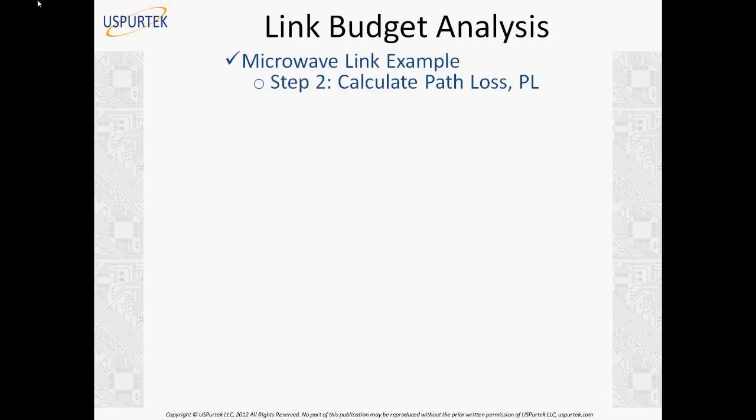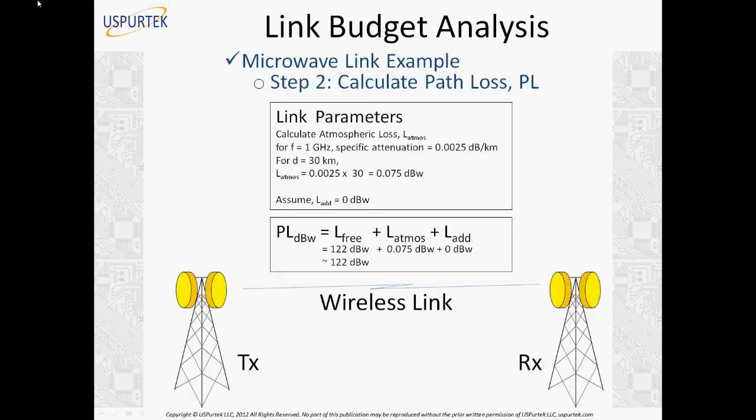Then we add the atmospheric losses. For 1 gigahertz frequency, we use an attenuation of 0.0025 dB per kilometer, and we have an atmospheric loss of 0.075 dB. Just for simplicity, we assume additional losses of 0 dBW. Actually, 0 dBW is not really 0 watts; it is 1 watt. Remember we are using decibels with reference to 1 watt. So 0 dBW means 1 watt of loss.